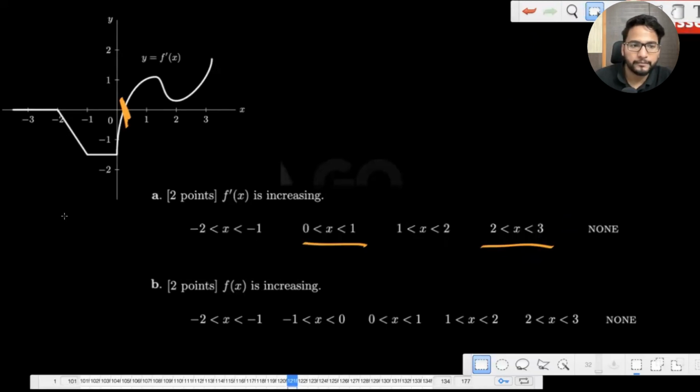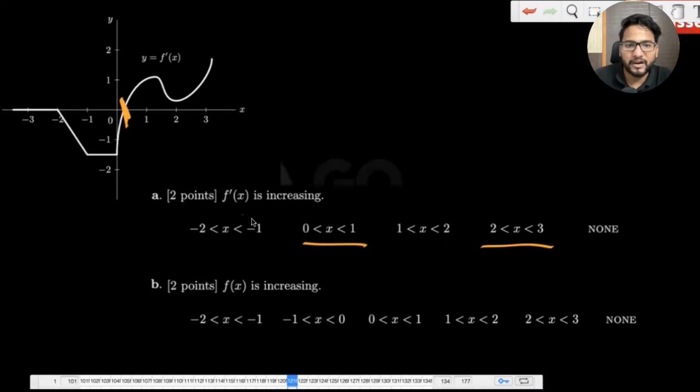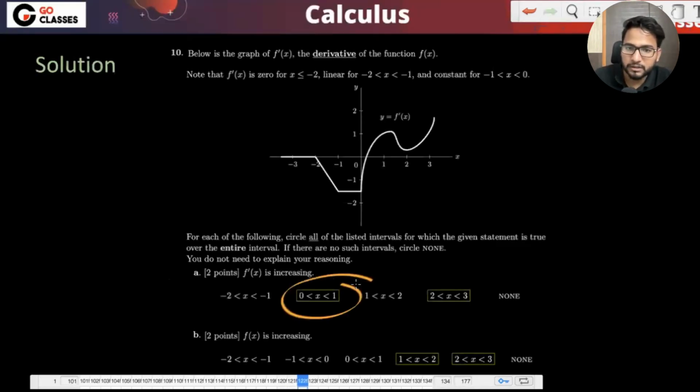So what is the answer here? 1 and 3. So f(x) is increasing from... not from this point, minus 2 to minus 1, no. Minus 1 to 0, no. 0 to 1, yeah, it is increasing, right? No, from 0 to 1 also it is not increasing. 1 to 2 it is increasing, definitely. 2 to 3 also it is increasing. So these two are correct answers, right? Is this okay to everyone? Okay. So as you can see, these are the correct answers.